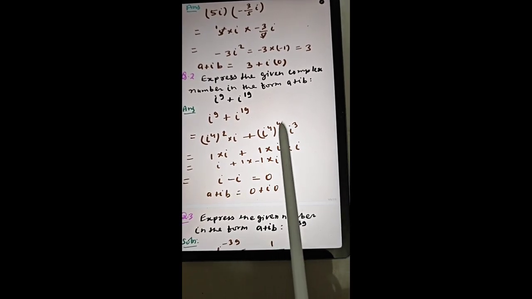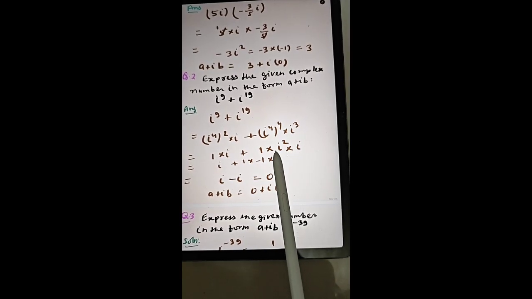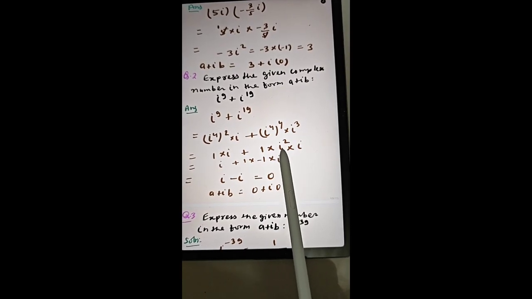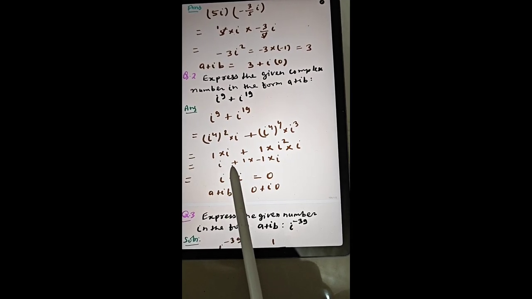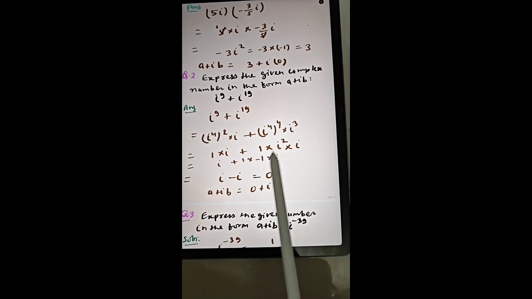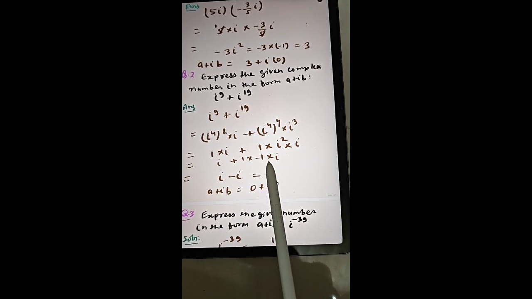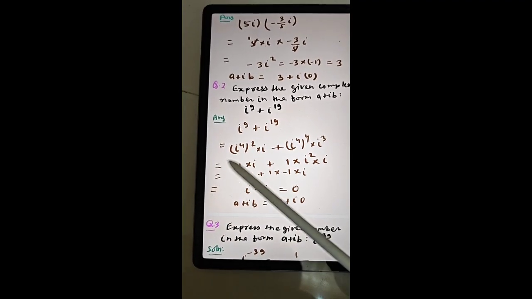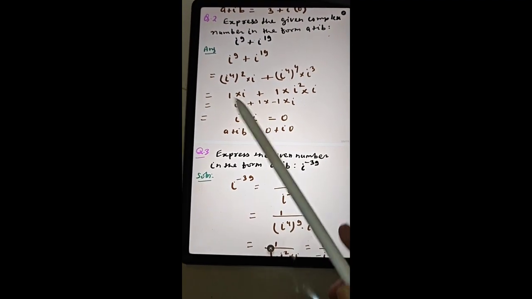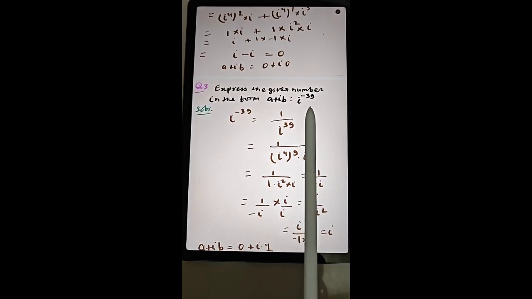So i power 4, you know, is 1, and 1 to any power is 1, so it is 1 into i. This is i power 4, that is 1, and i cube is i square into i. You know i square is minus 1, so this is i plus 1 into minus 1 into i. So finally i minus i, so i minus i is 0. In this way we are getting 0 plus i into 0.